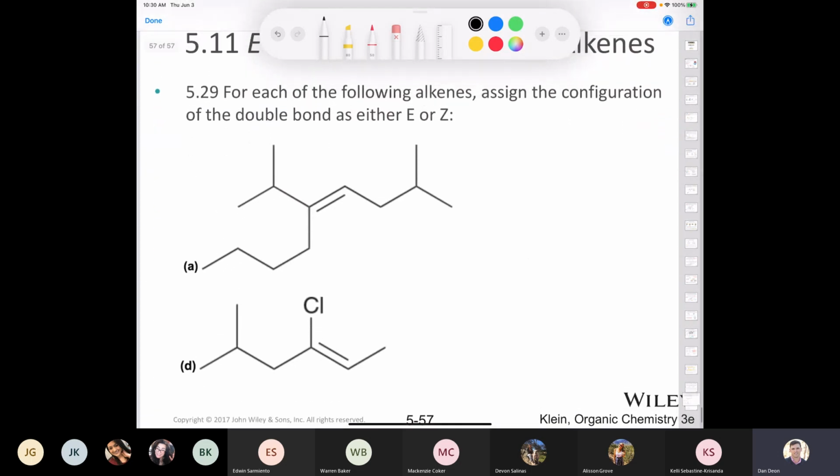Anyhow, let's take a look at a practice problem here. This is question 5.29, comes right out of our textbook. It just asks you to designate the configuration of each double bond as E or Z. So for the first one, I'll label this carbon in blue, and I'll label this carbon in red.